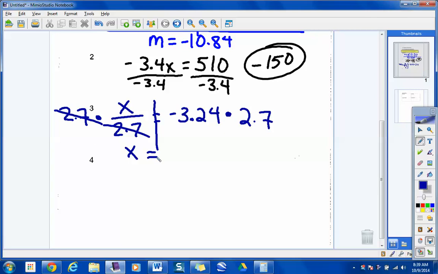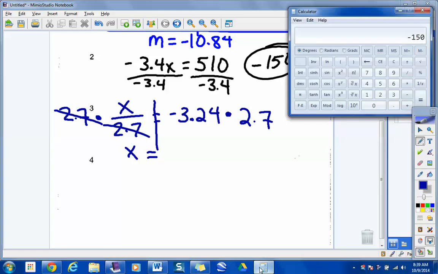So here comes my calculator. First of all, my answer is going to be positive or negative in the end? Negative. So I'm just going to punch in 3.24 times 2.7, knowing that my final solution has to be negative. So what am I going to flip? Negative 8.748. Negative 8.748, right? Yep.